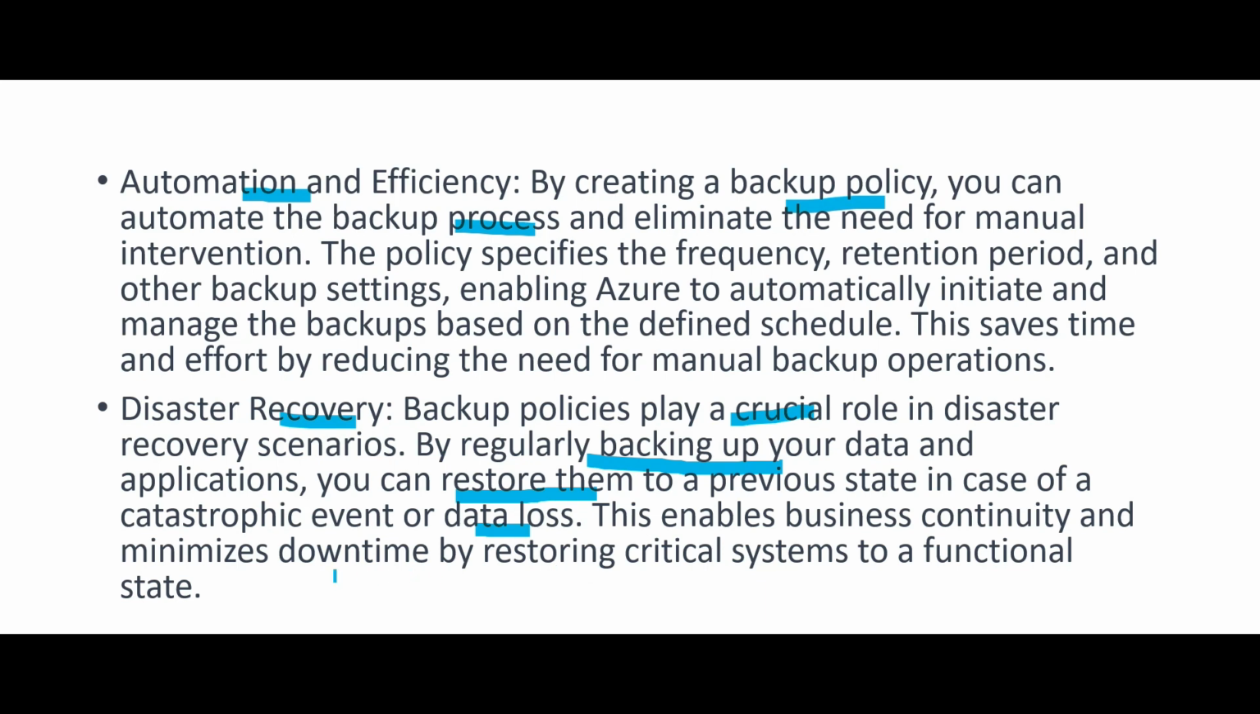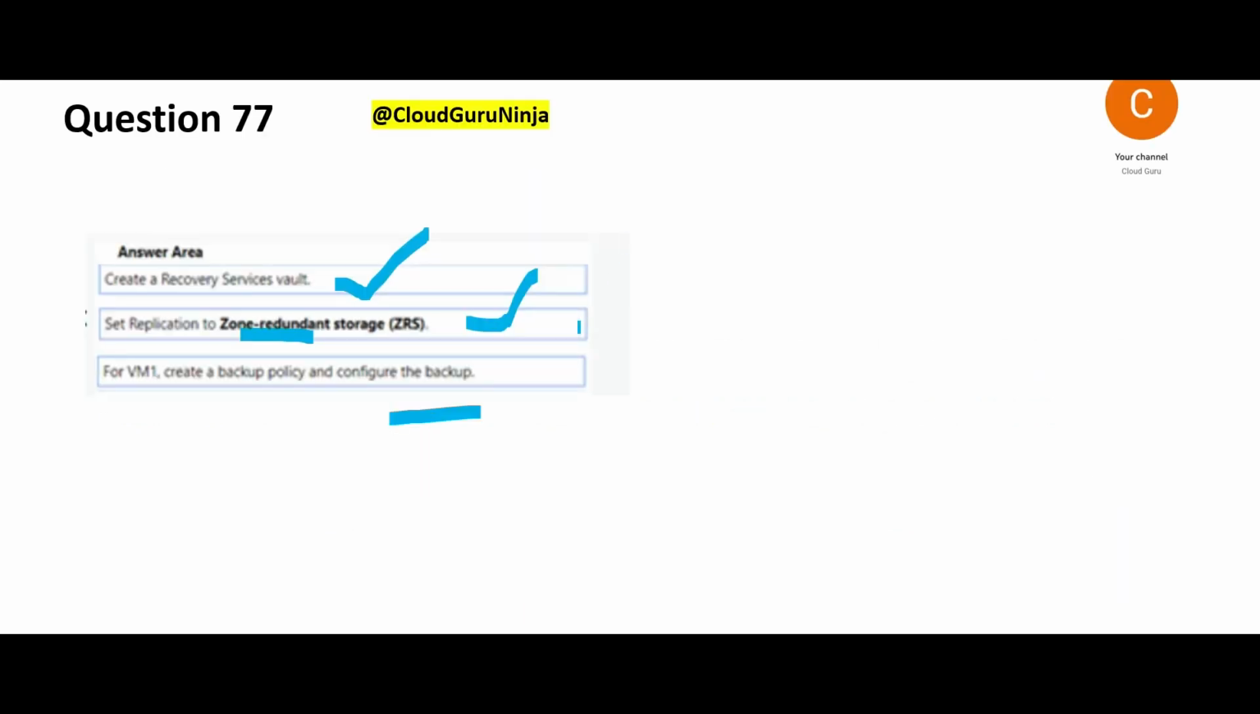Very important. Would you like Amazon.com to be down whenever you are trying to shop? No, right? So that is why disaster recovery minimizes the downtime of restoring critical applications, and hence this is the right answer. These 3 are the right answers in this sequence.